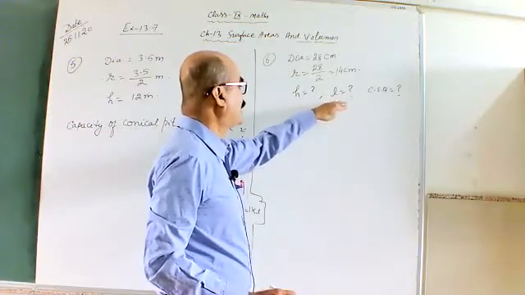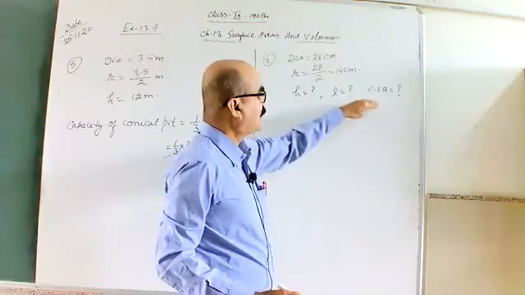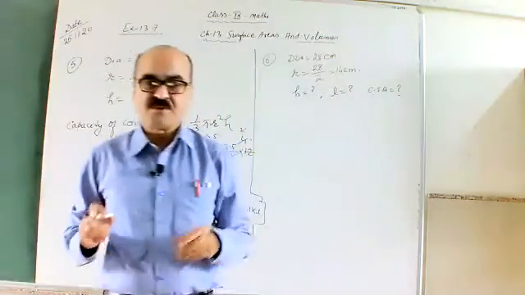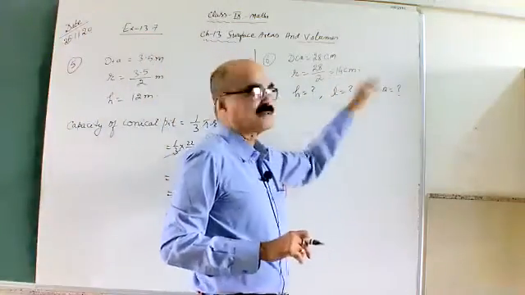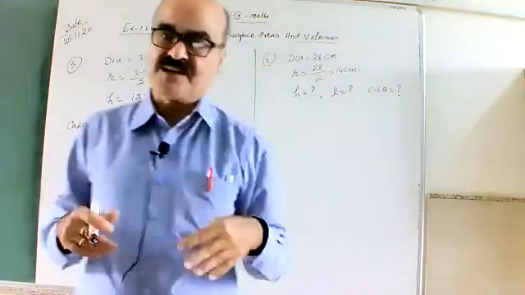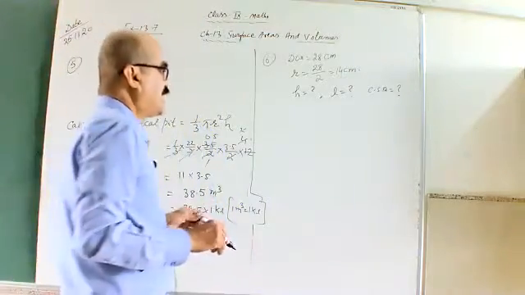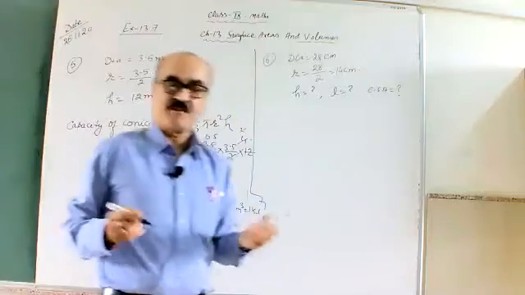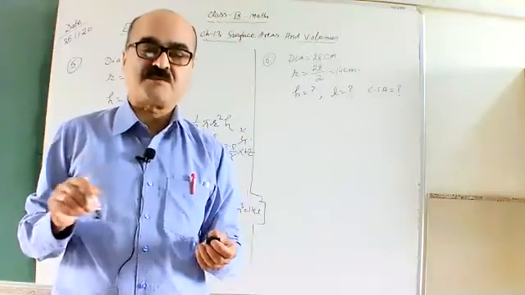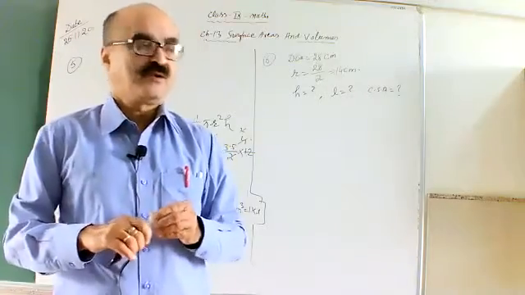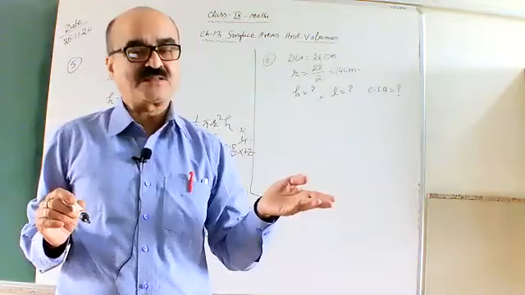If you don't know the value of l, then how will you find out curved surface area? For finding the curved surface area, you must know the slant height and radius. Radius is already given, but slant height is not. Unless we know the height, we cannot find l. Why? Because the relation between h, r and l is l square is equal to h square plus r square. Out of three quantities, we must know two, then only you can find the third.